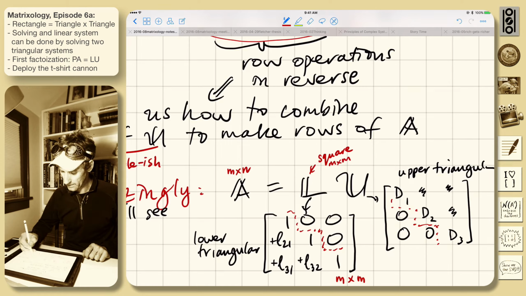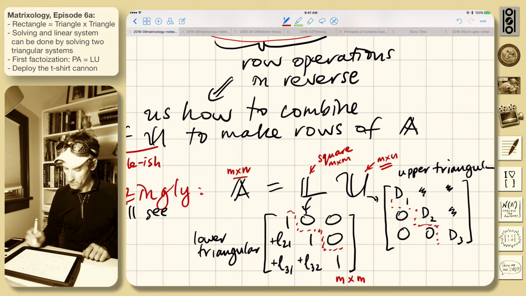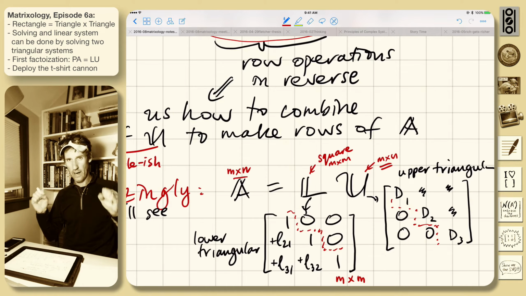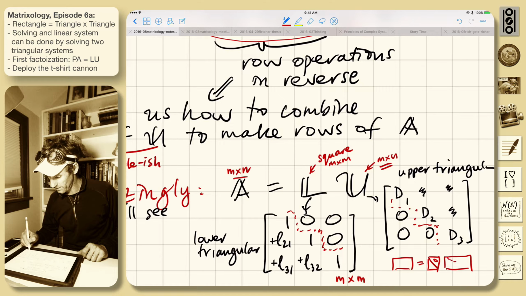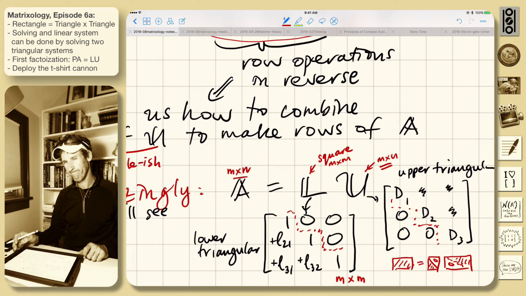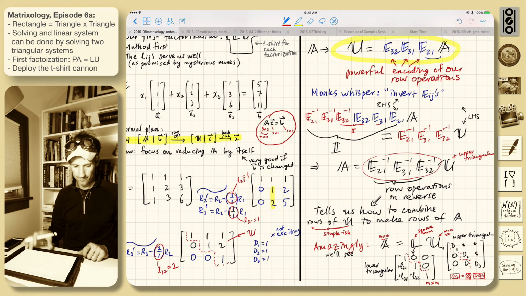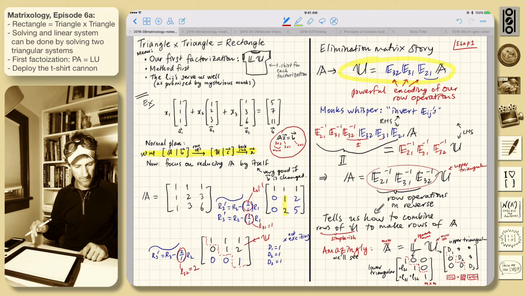M by m. And this one will be m by n. So U and A are the same shape, right? So it could be a rectangle equals this lower triangular thing like this times another rectangle, which will have zeros down here and maybe some stuff in here. All right. Let's leave that for a second.